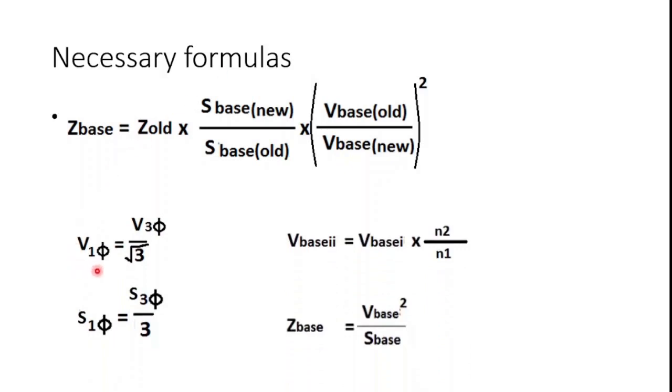For example, this one, where we are converting the 3-phase voltage into single phase and 3-phase power into single phase power. The base voltage will be calculated through the transformer ratio, and the impedance base will be calculated with this formula. But we should note that this is the most important formula that we need to remember.